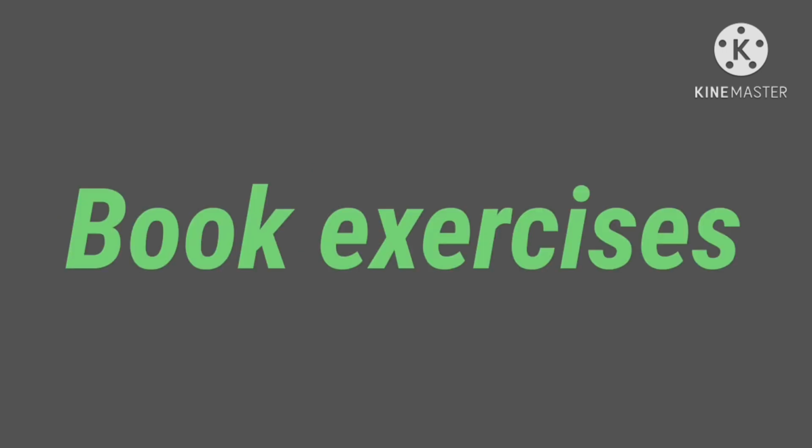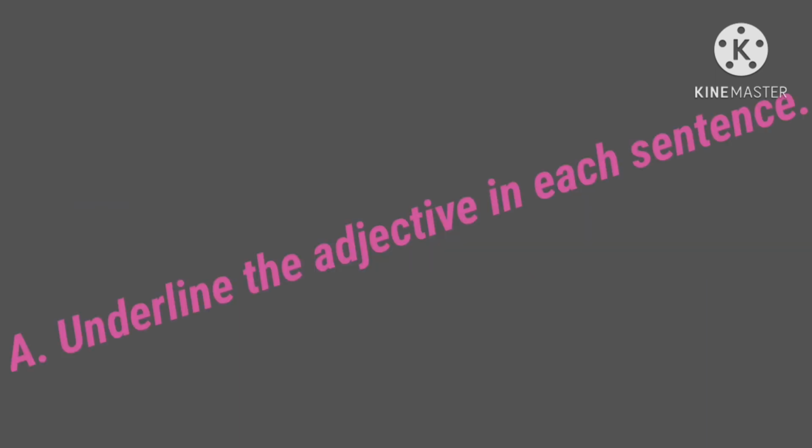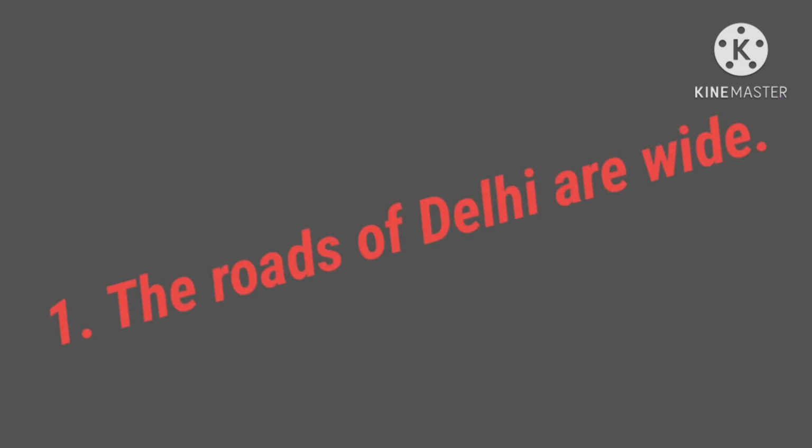Book exercises. Underline the adjective in each sentence. First one, the roads of Delhi are wide. Here, which is a describing word? Wide. Very good. So underline the word wide.